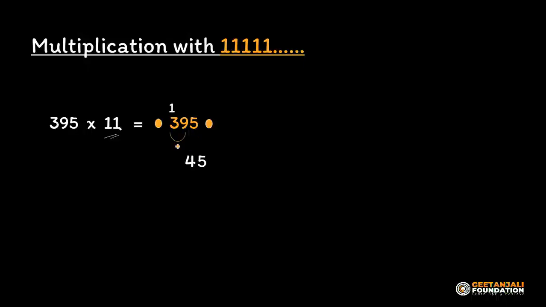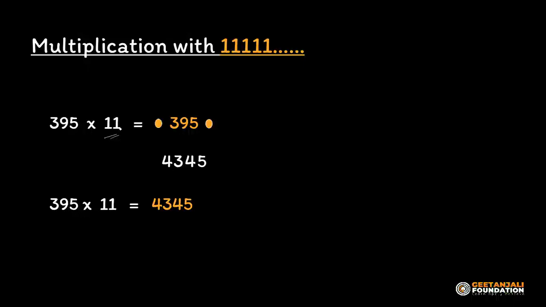So 3 plus 9 is the next addition. 3 plus 9 is 12, plus 1, 13. You write the 3 here and carry 1. So this is 3 plus 0 plus 1, which gives you 4. So your answer is 4345. So 395 times 11 is 4345.